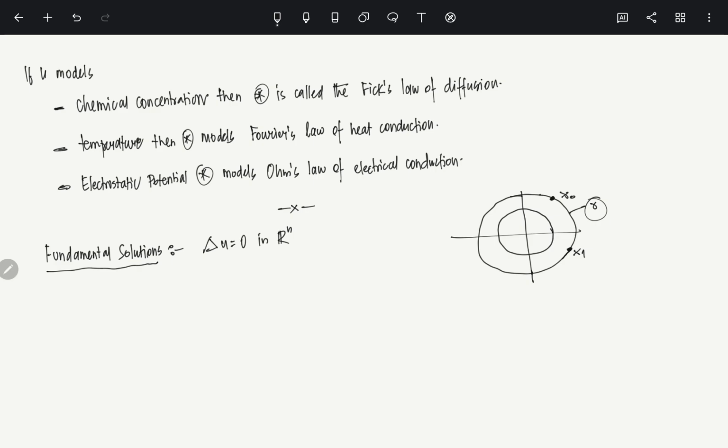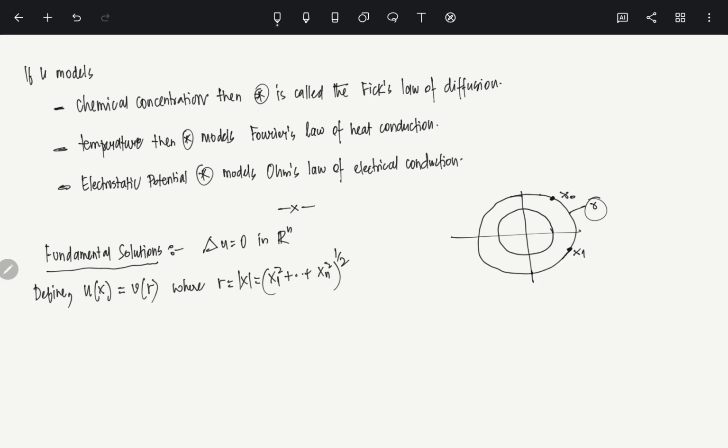So what do we do? The solutions we are looking for should look like u(x) = v(r), where r is basically |x|, which is (x1² + ... + xn²) to the power half. So define u(x) = v(r), where r is this.